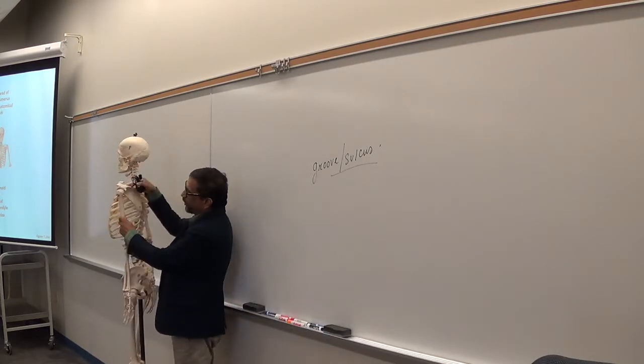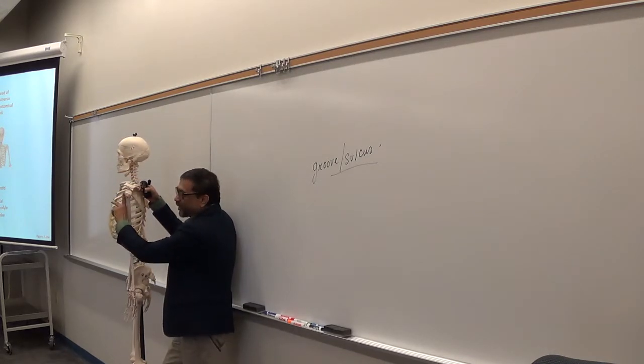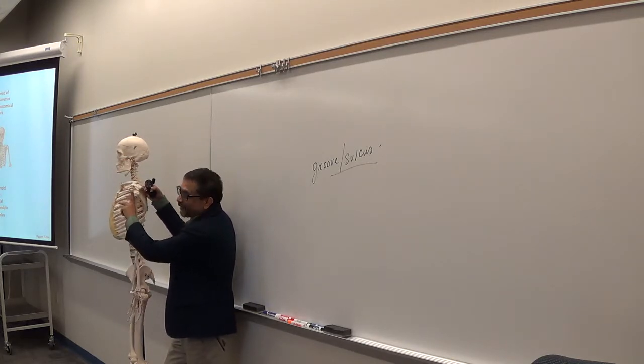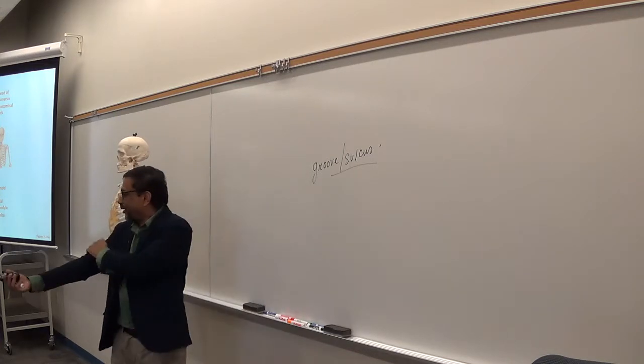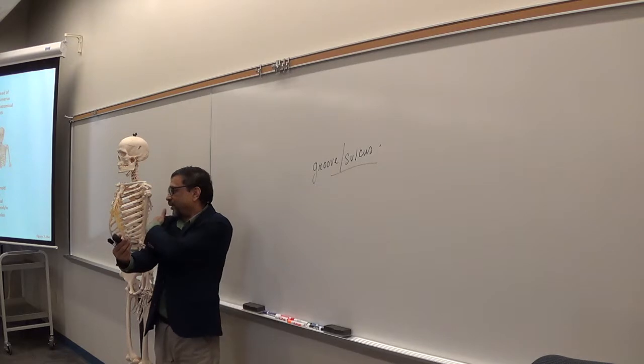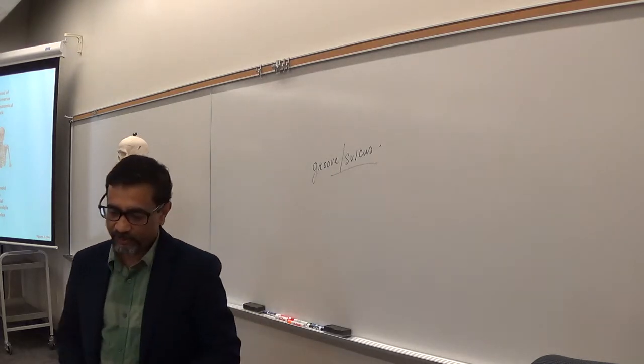The last thing about the upper end is why you have a sulcus or groove here. Which structure passes through it? A tendon. That is the tendon of your biceps. You know biceps, the muscle? So the tendon of biceps brachii goes through that groove.